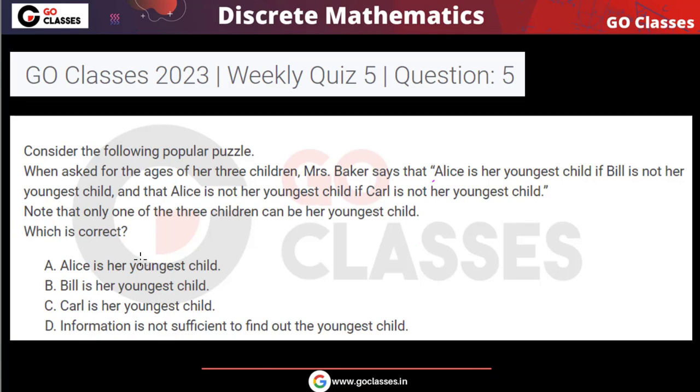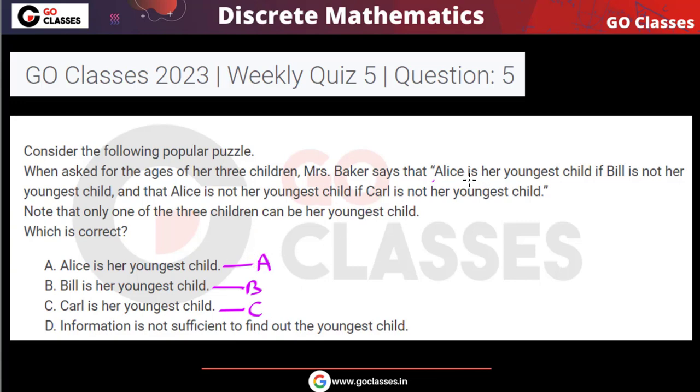First of all, let me assume that Alice is her youngest child. Let me assume that this is A. Let me call this B. Let me call this C. Remember, I am basically creating three propositional variables. A means Alice is youngest child. B means Billy is youngest child. C means Carl is youngest child. So I am creating three propositional variables. This is what I am doing.